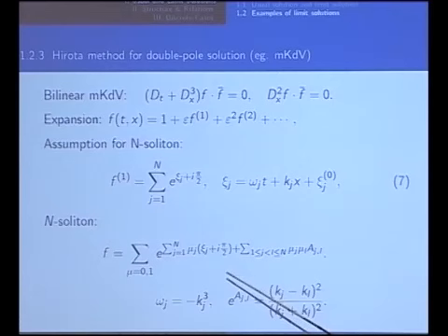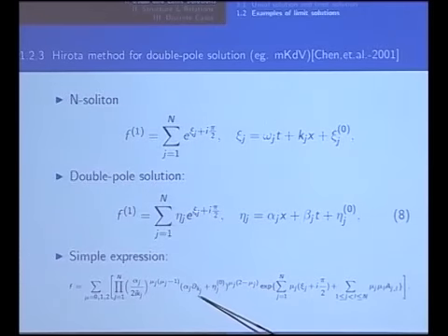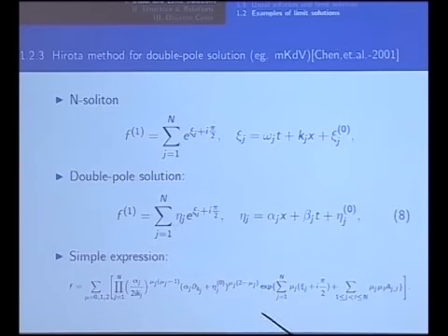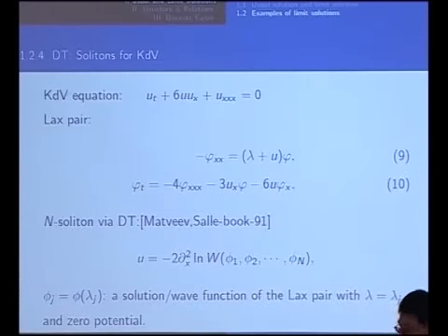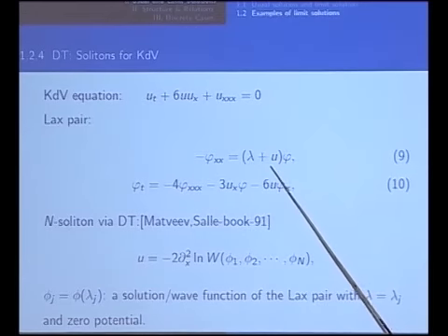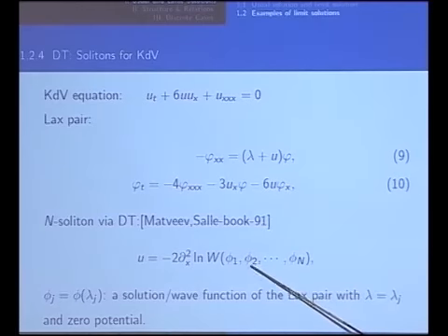Now, we have two expressions for general n. One is solitons, and one is double pole solutions. They are related by some limit procedure. We can do that, but we don't do that here now, because it's just a trivial mathematical procedure.